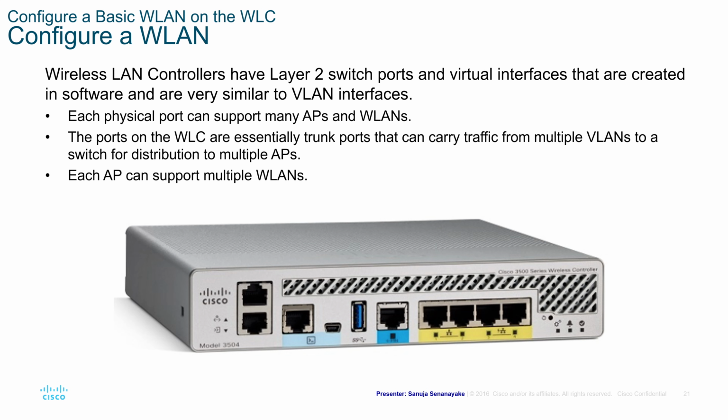Configure a WLAN. The wireless LAN controllers have layer 2 switch ports and virtual interfaces that are created in software and are very similar to virtual LAN interfaces, also known as WLAN interfaces. Each physical port can support many access points in the wireless LAN. The ports on the WLC are essentially trunk ports that can carry traffic from multiple VLANs to a switch for distribution to multiple APs. Each AP can support multiple WLANs.